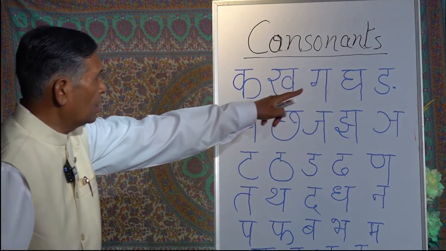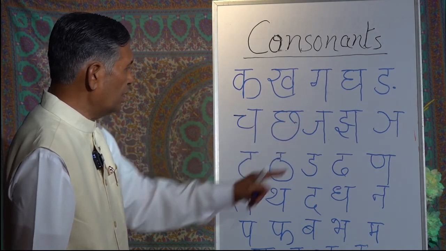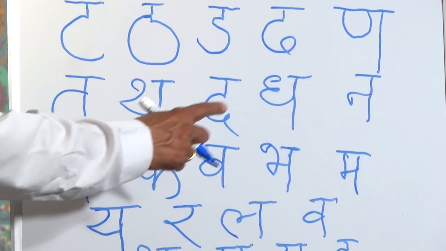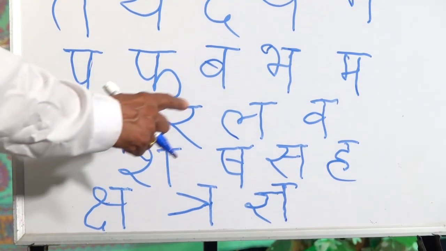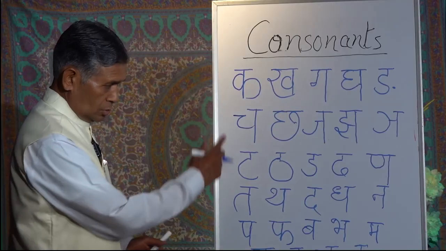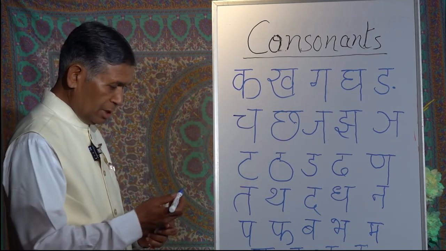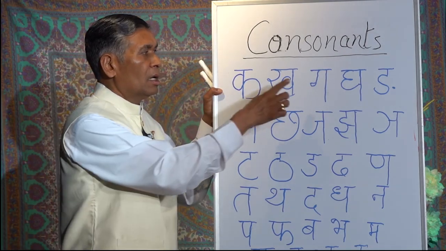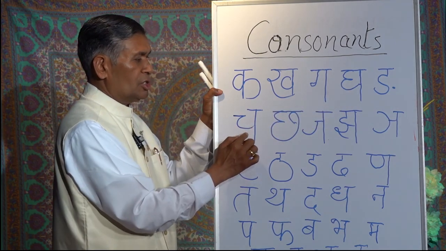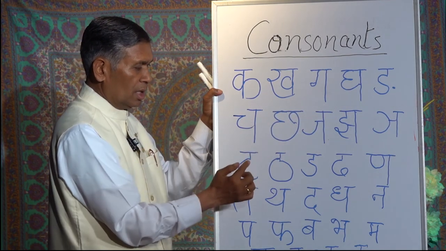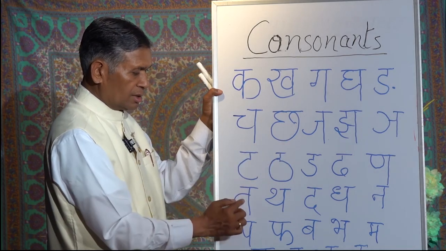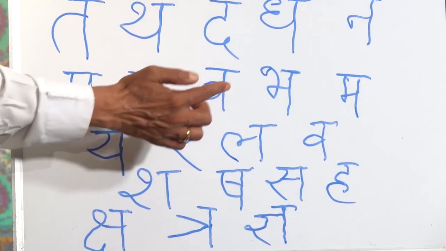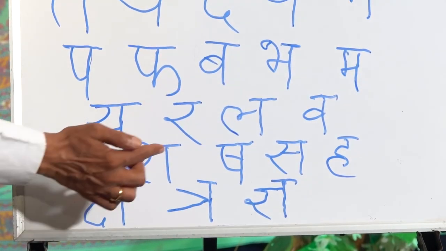Ka, kha, ga, gha, ingya. Cha, cha, ja, jha, inya. Ta, tha, da, dha, na, ta, tha, da, dha, na, pa, pha, ba, bha, ma, ya, ra, la, va, sha, sha, sa, ha, kha, tra, gya. So, come with me and try to pronounce. So, first is ka, kha, ga, gha, ingya, cha, cha, ja, jha, inya, ta, tha, da, dha, na, ta, tha, da, dha, na, pa, pha, ba, bha, ma, ya, ra, la, va, sha, sha, sa, ha, kha, tra, gya.